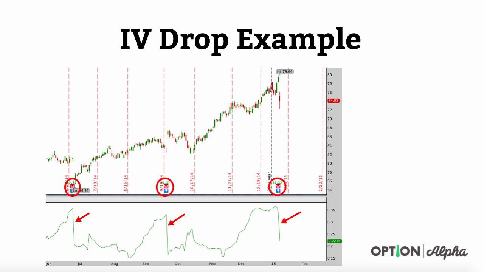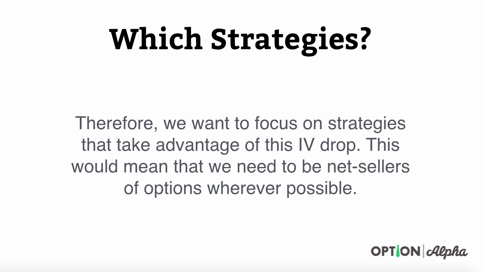So here's a quick IV drop example. This is a stock that we just recently traded as of the time of this video. And you can see that every time it announces earnings, in these red circles, regardless of where the stock goes, we see a huge drop in implied volatility, which is that green line on the bottom. And it happens very dramatically. In this case, with this stock, implied volatility goes from about 35% down to about 20 or 15% very, very quickly. So that's what we're targeting, that almost assurance of a drop in implied volatility.